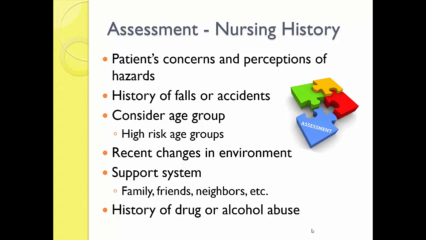Recent changes in the environment that could throw off their sensory perception. Support system, do they have family, friends, neighbors, who is there for them, who's there to help them on a daily basis if needed. Does the patient have any history of drug or alcohol abuse? That of course can affect cognition, judgment.